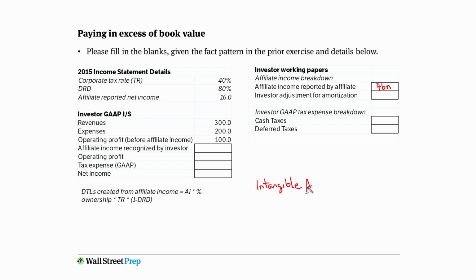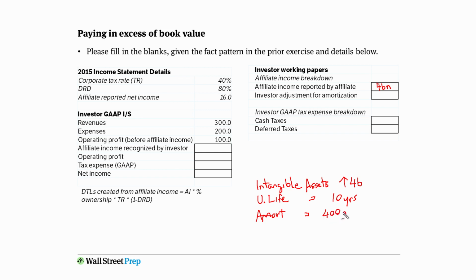So intangible assets got a write-up on our own internal working papers of $4 billion with a useful life of 3 years. Or I should say of 10 years, excuse me. A useful life of 10 years means that every year intangible amortization is $400 million.